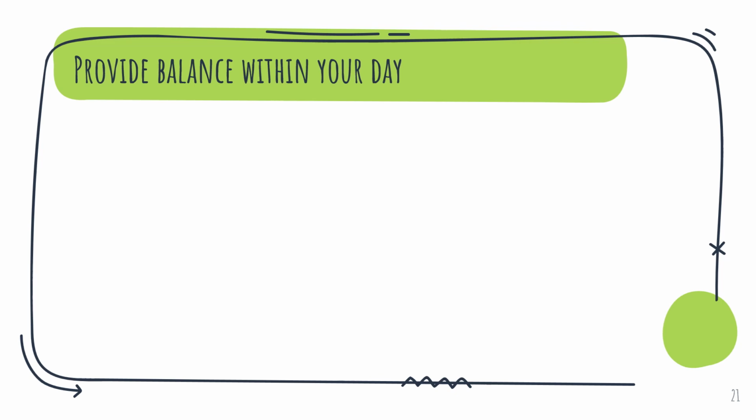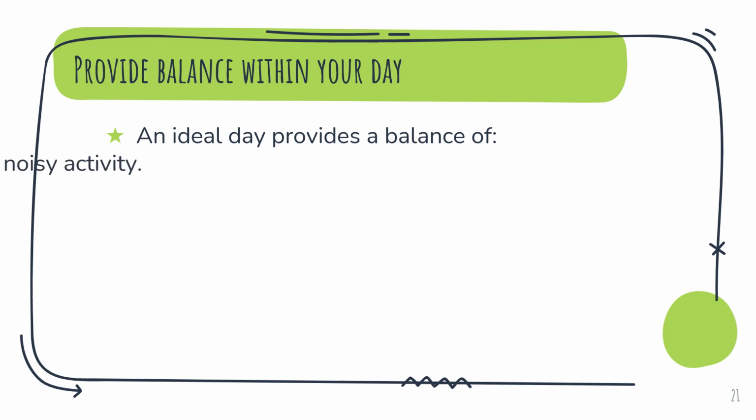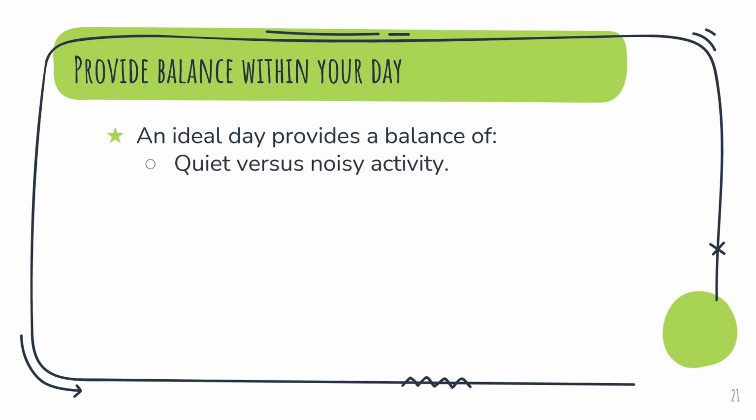Another tip is to provide balance to your day. An ideal day provides a balance of quiet versus noisy activity. So you don't want your full day to be full of noisy activity where a lot is happening in your classroom. You want some quiet times where kids can just wind down and have a quiet activity. Indoor versus outdoor activity: whenever possible, you want to make sure you spend a good amount of time outdoors.